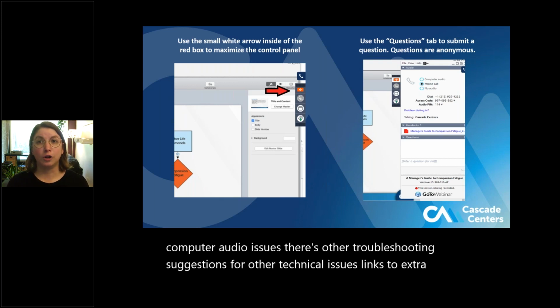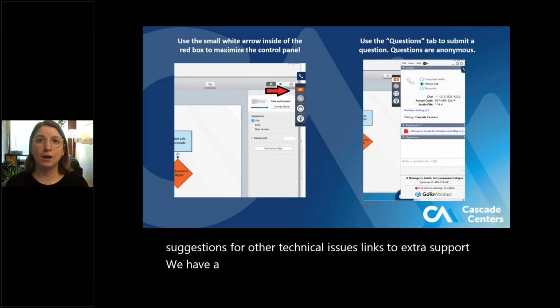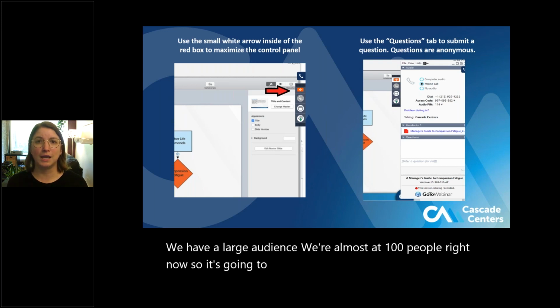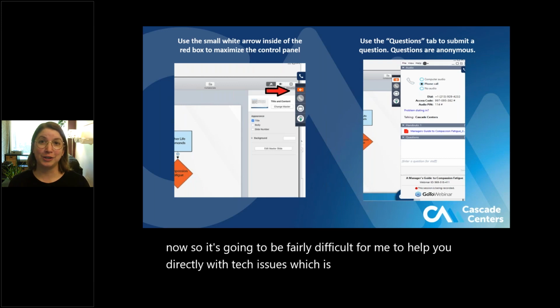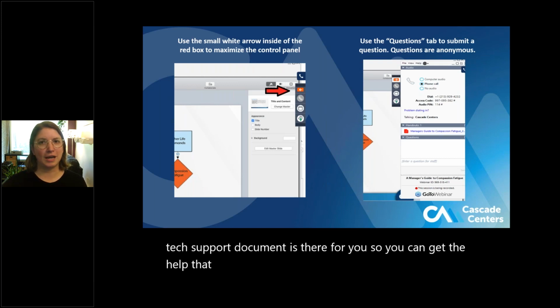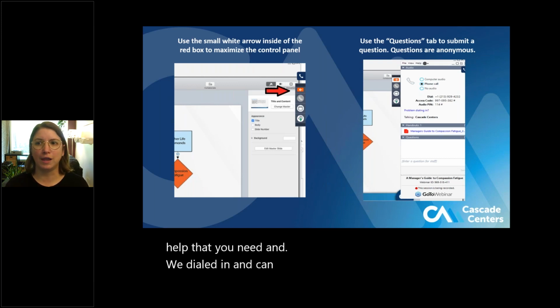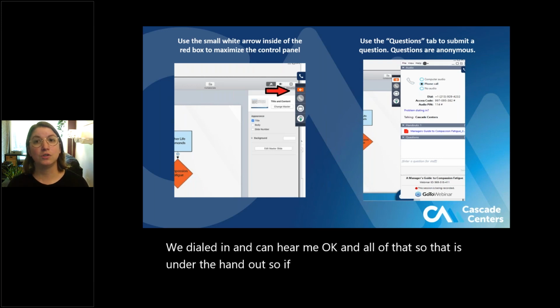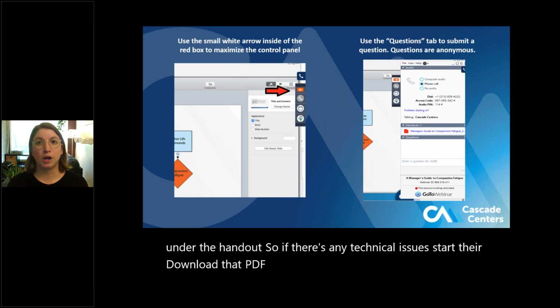We have a large audience. We're almost at 100 people right now, so it's going to be fairly difficult for me to help you directly with tech issues, which is why I want to make sure that you know that that tech support document is there for you, so you can get the help that you need and be dialed in and can hear me okay. So that is under the handout. If there are any technical issues, start there, download that PDF file, and look through some options.